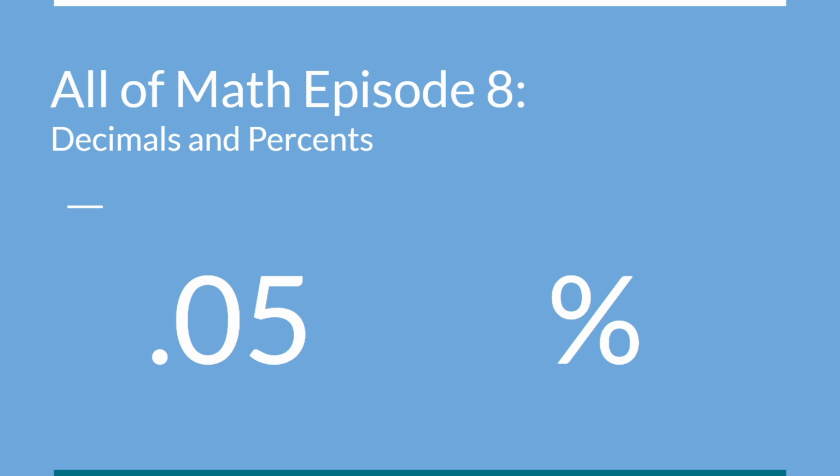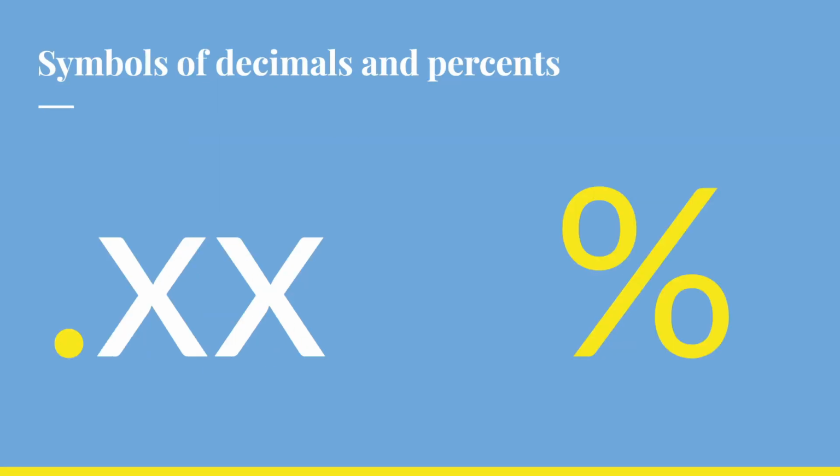Today we're going to be going over percentages and decimals and how to convert from fractions to decimals to percents and vice versa. But let's start with decimals and the symbols of decimals and percents. Decimals here are defined by this little dot, and percents are defined by this 0 over 0 symbol. It would be Shift 5 on any standard keyboard.